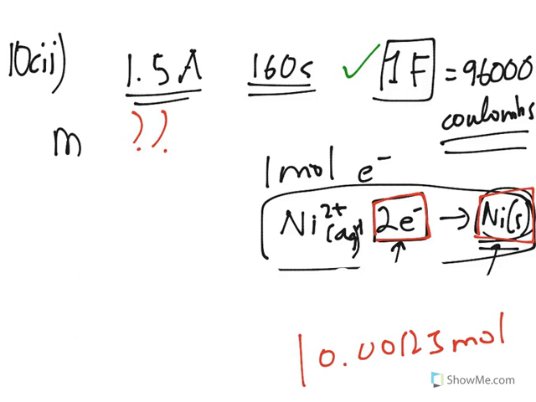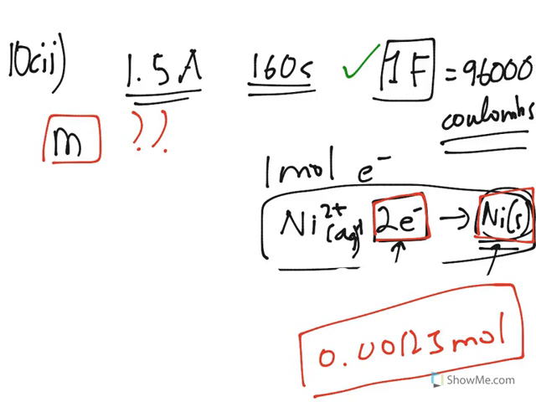So now we finally kind of reached the end. So we have the number of moles of nickel produced, correct? And we don't have the mass of nickel produced, but we want to find it. But we always know the formula of nickel, or the molar mass of nickel, right?